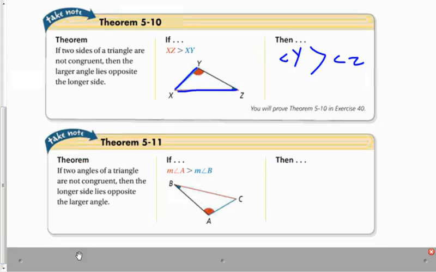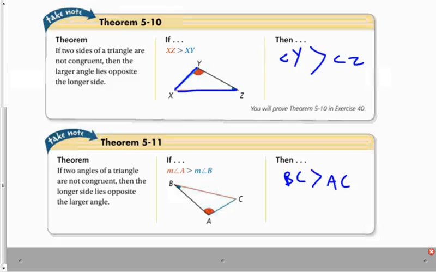Okay, I believe that gets us into our next one. Theorem 5-11. If two angles of a triangle are not congruent, so it's kind of the opposite of this one, then the longer side lies opposite the larger angle. So in this case, we know that the measure of angle A is greater than the measure of angle B. So we know that the opposite side, BC, the length of BC, is greater than the length of AC.